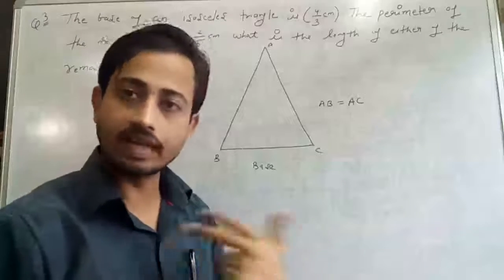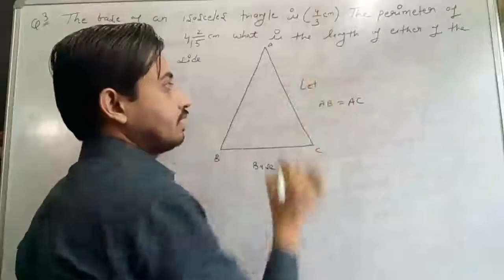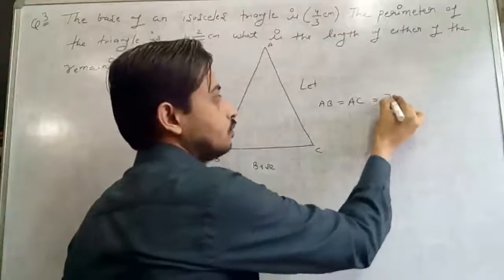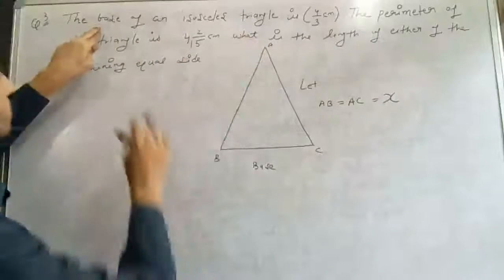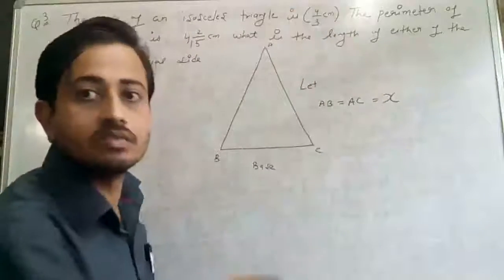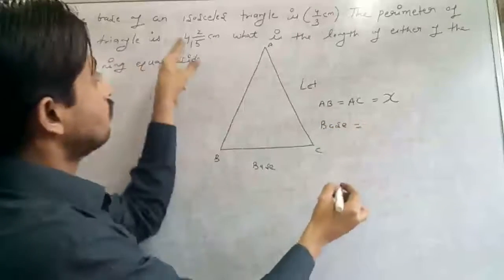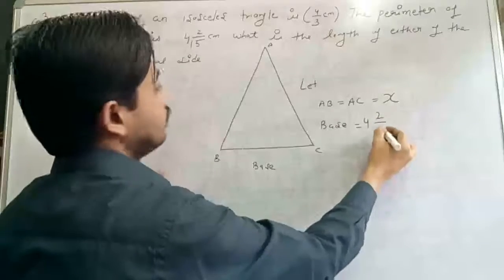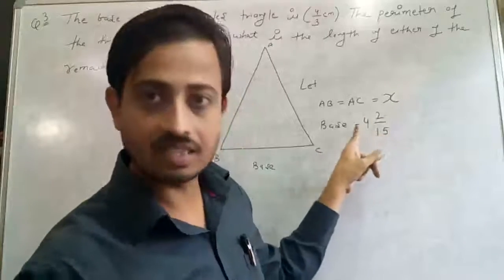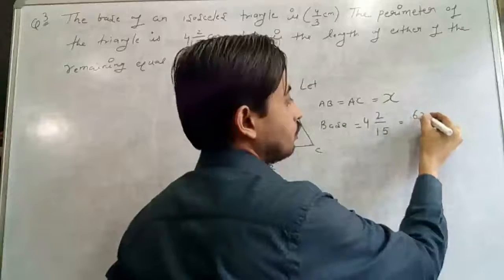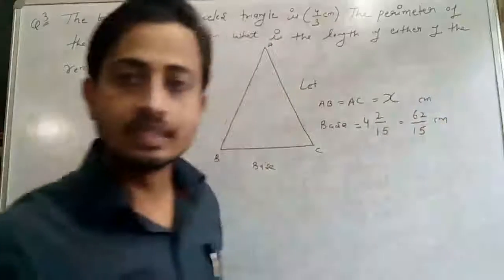So firstly, I have to take its value by taking an assumption. Let AB is equal to AC is equal to x. I am assuming. Now, the base of the isosceles triangle is given. Base is equal to 4 mixed fraction 2 by 15. If we solve this, 15 fours are 60 plus 2, 62 divided by 15 centimeter. This one I have also taken in centimeter.